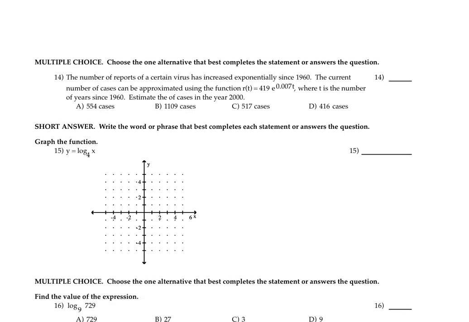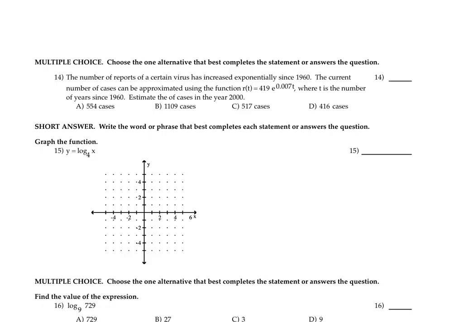Okay, 14 is just another plug-in type of question. It's an exponential function using e, and we don't know t, but here it tells me t is the number of years since 1960. So I want to know how many virus cases there were. Estimate the number of cases in the year 2000.